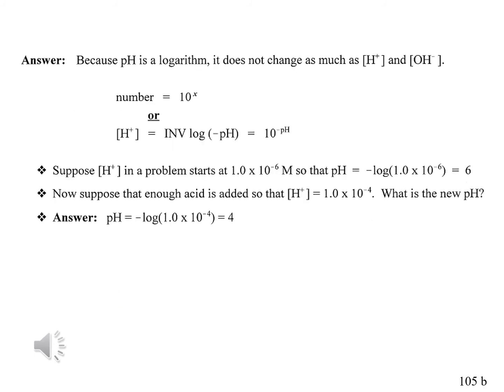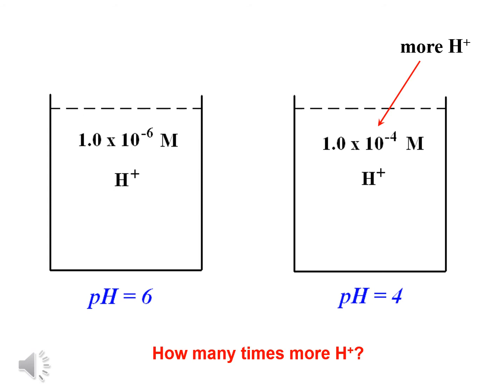Now the problem says, what happens if you add enough acid so that the H plus goes up to 1 times 10 to the minus 4? What is the new pH? Well, it's the exponent again, so the pH goes to 4. What we're going to ask here is, when you add that H plus and the pH changes by what they call 2 units, because when you go from 6 to 4, they call that changing by 2 pH units.